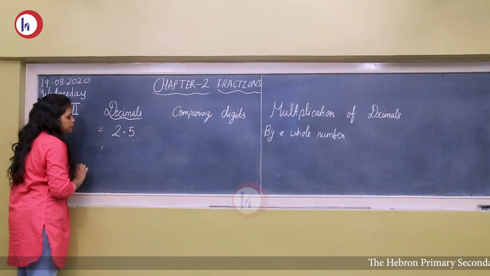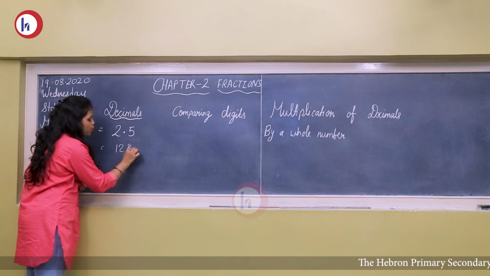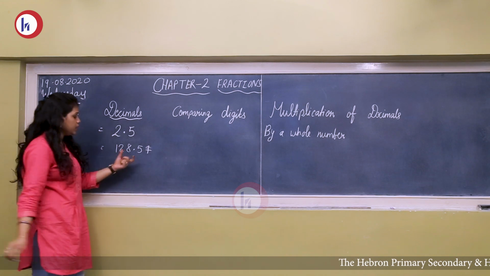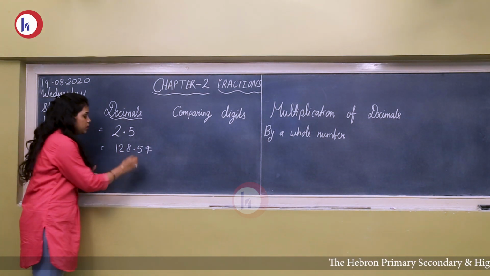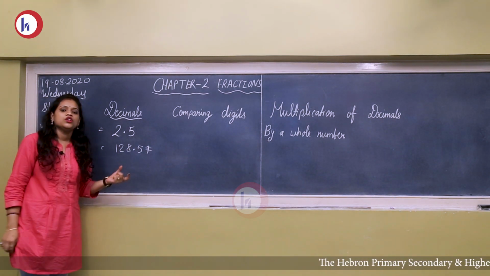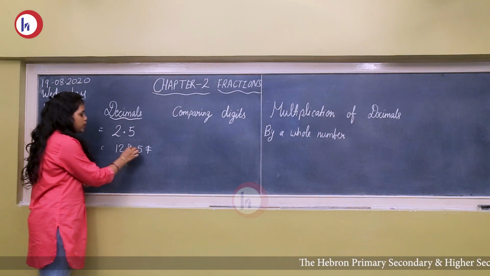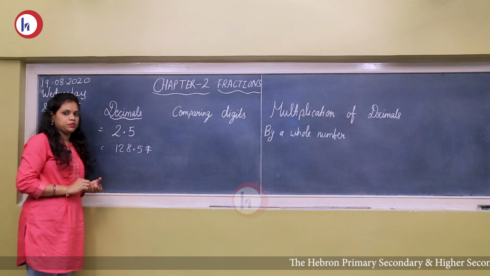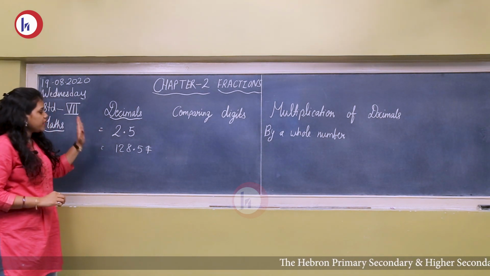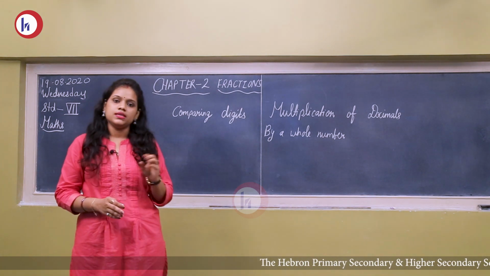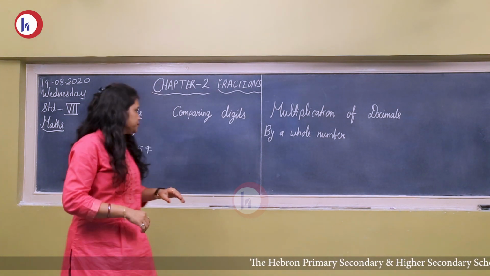Let's take another example. Suppose 128.57. Now in this whole number there is a point in between, so such a number is called a decimal number. We call it a point or decimal. Wherever the number has a point in between, that means it is a decimal number.